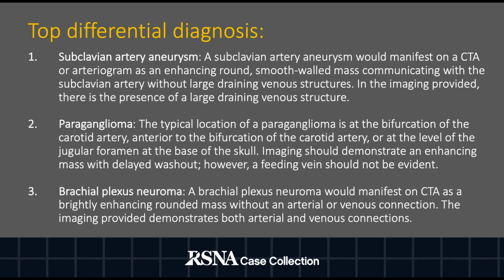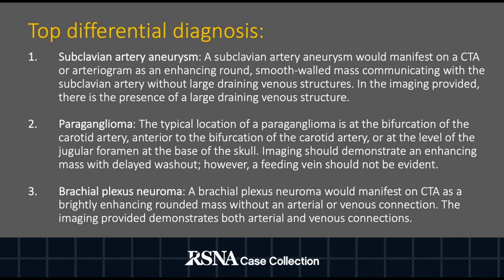Our top differential diagnoses are as follows. Subclavian artery aneurysm. A subclavian artery aneurysm would manifest on a CTA or arteriogram as an enhancing round, smooth-walled mass communicating with the subclavian artery without large draining venous structures. In the imaging provided, there is the presence of a large draining venous structure.